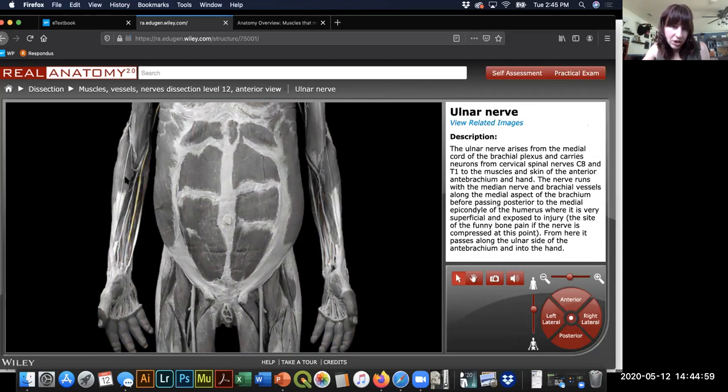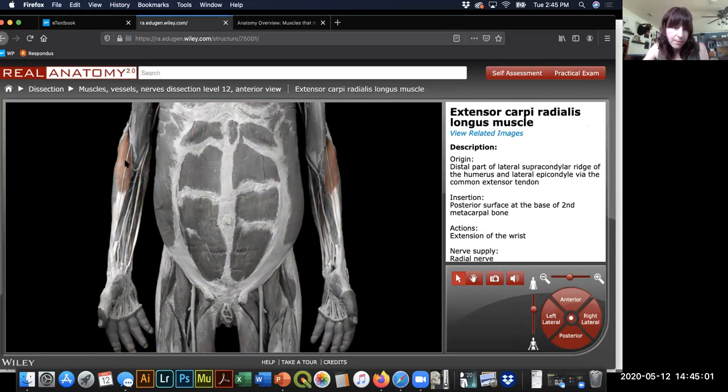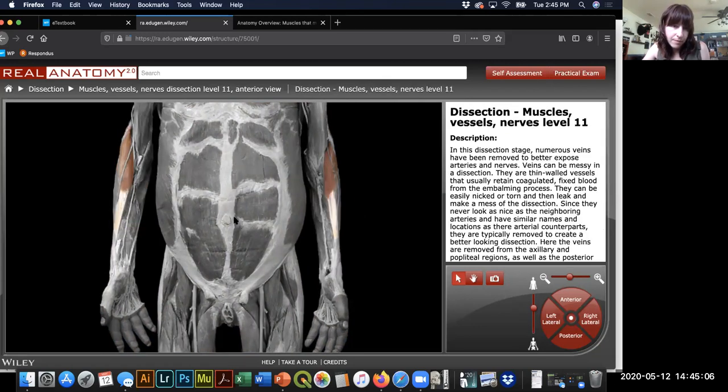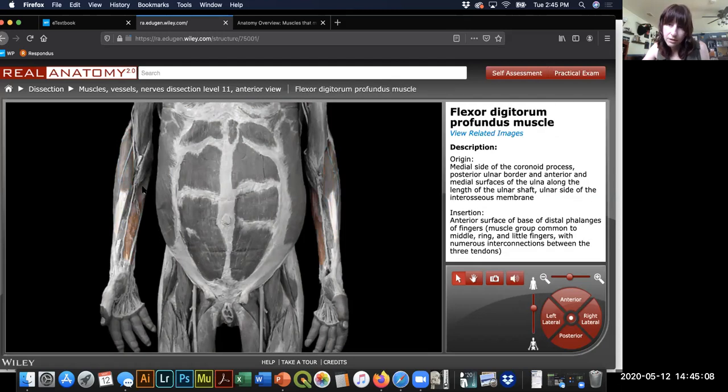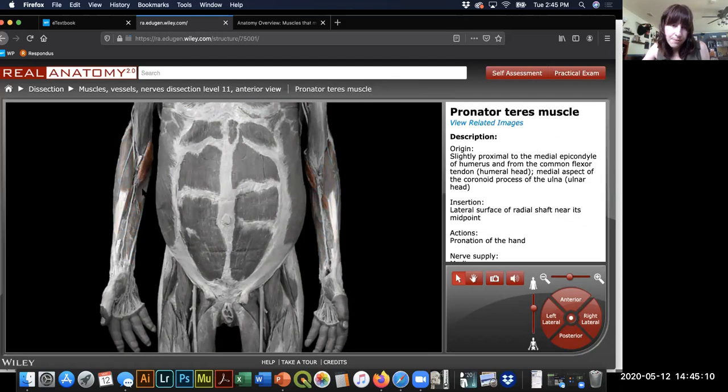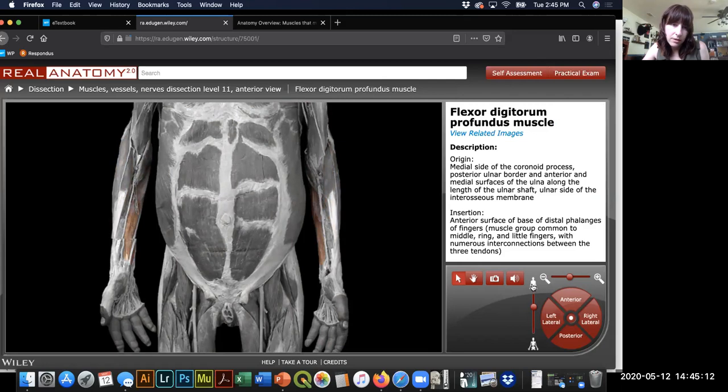I don't need to see the nerves. Okay. Extensor. Flexor, nope. I want the flexor radialis.